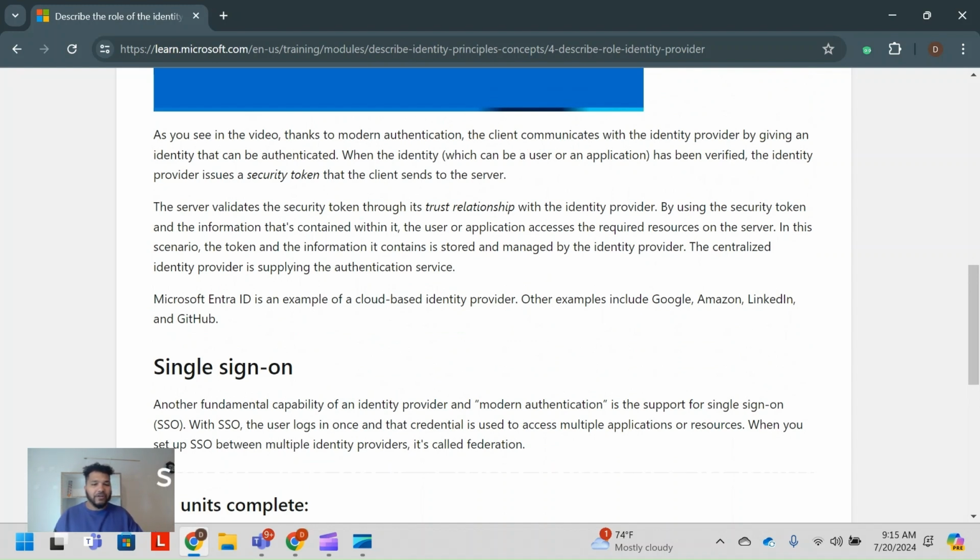And single sign-on is a fundamental capability of an identity provider in modern authentication. Support for single sign-on, also known as SSO, means a user logs in, and that credential is used to access multiple applications or resources. When we set up SSO between multiple identity providers, it's called a federation. So say you have Microsoft, but you also have Amazon, and you have Okta. You have multiple providers, and you set up one account to federate between all three providers.